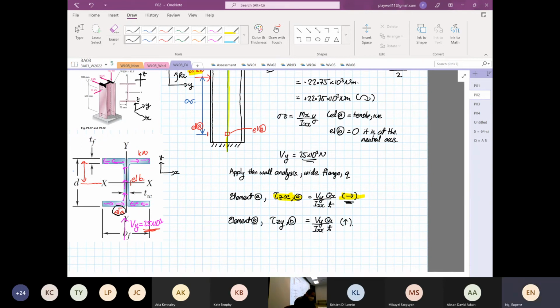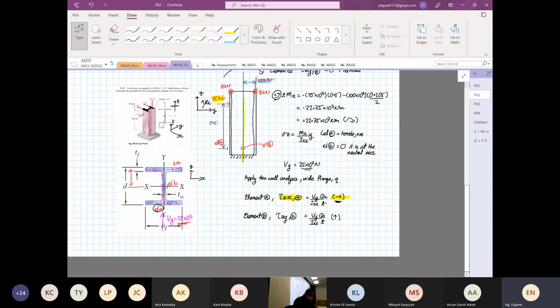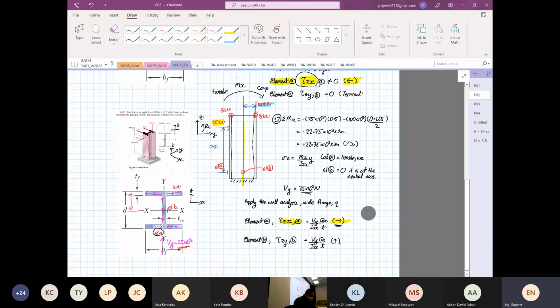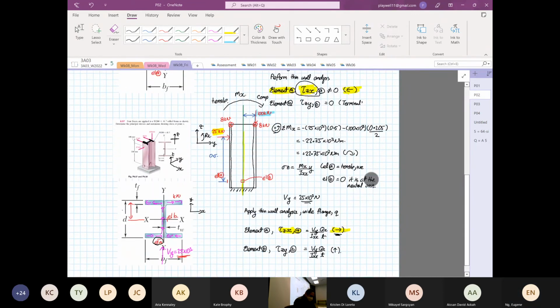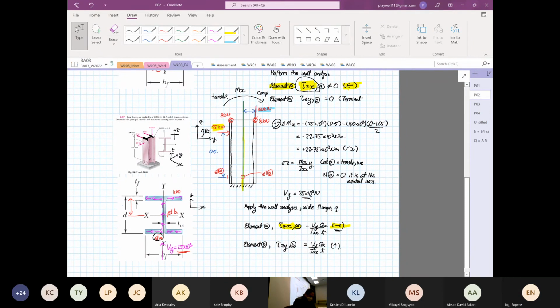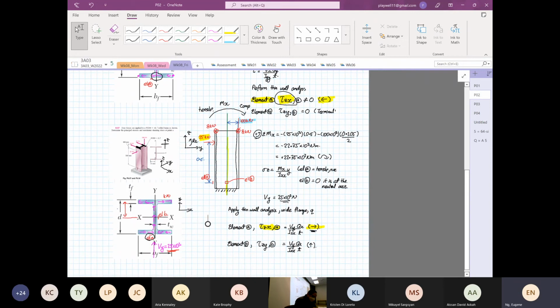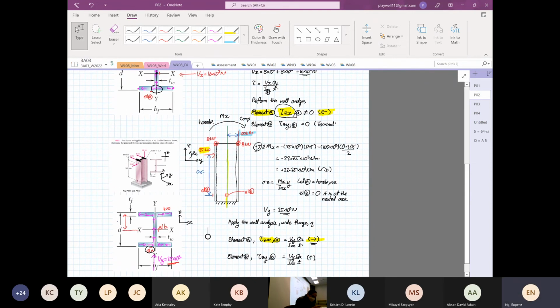Now, if we were to go back and look at what Vx does, due to our Vx, I'm going to shade in blue. So this is our Vx analysis. The shear flow, the shear stress is equal to zero, but due to Vy it is not equal to what? Zero.